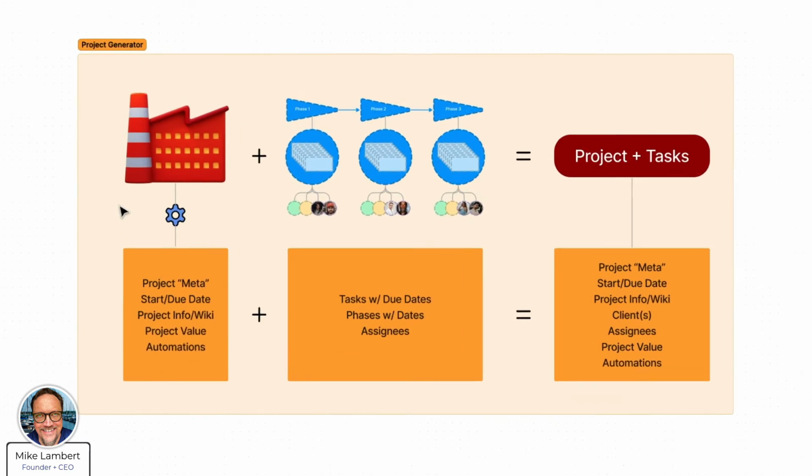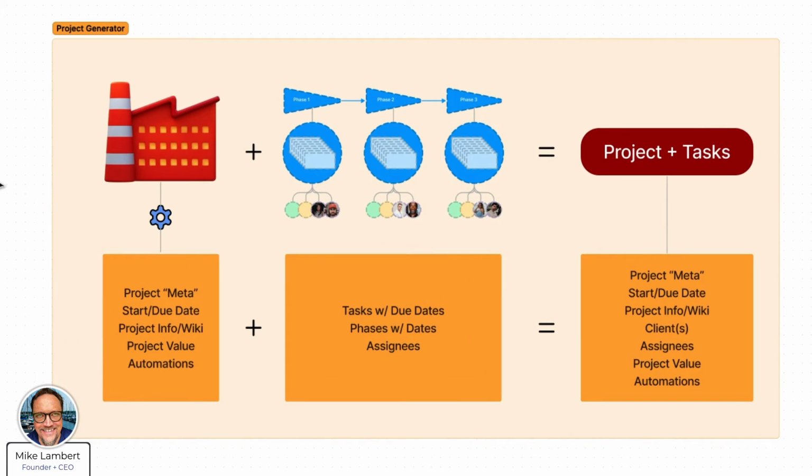Okay, let me go back to the diagram here and just try to hammer this home, okay? So we just looked at a project generator. What did we set there? We went through and we set the project metadata. We set the start and due date, but by relative days, right? We use relative because, again, we want to use this on March 1st, December 1st, October 1st, doesn't matter. We set the project info and wiki. We use placeholders here, right? But not actual data, placeholders, because we want to run 50 people through this automation and get a different customized result in that information each time.